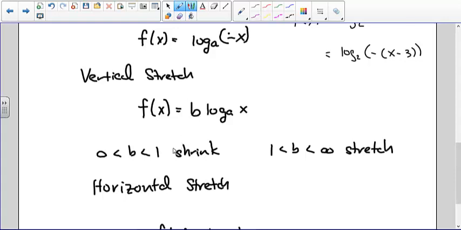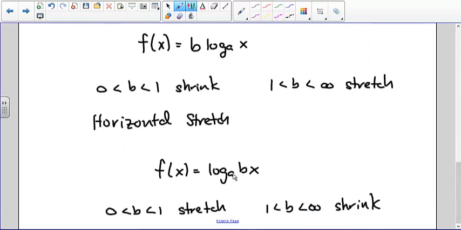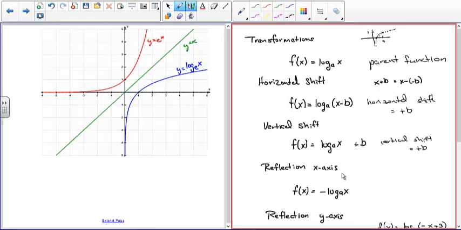If b is between 0 and 1, it's vertically shrunk, and if b is greater than 1, then it vertically stretches. Likewise, if this constant is inside the argument, it's the opposite. So if the constant is inside here, it stretches if b is between 0 and 1, and it shrinks if b is between 1 and infinity. So the same logic applies for all these transformations once you get the parent function.